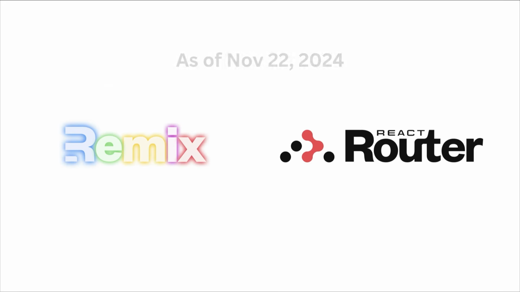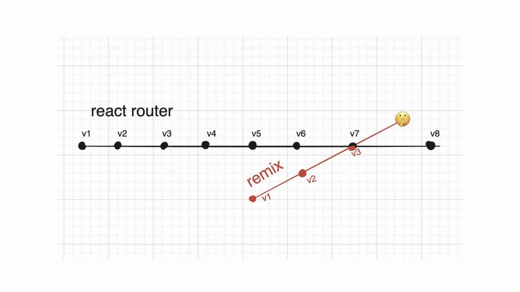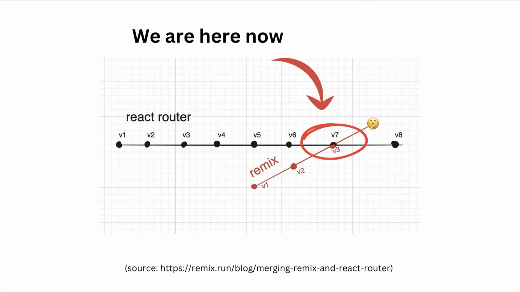And as of November 22nd, 2024, this is actually the case. Remix and React Router are the same. Here's a little visual of the history of the two projects that I pulled from one of the Remix team's blog posts. React Router had gone through 6 major versions, and Remix had gone through 2 major versions before they merged the projects into the same thing. So what would have been Remix version 3 was released as React Router version 7 in November of 2024, and that's where we remain today.